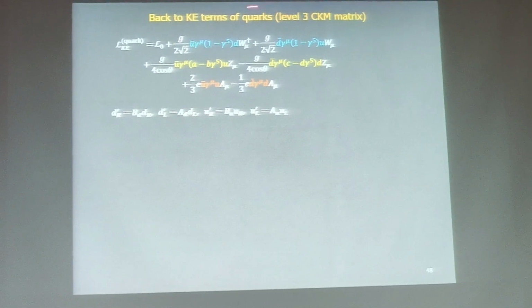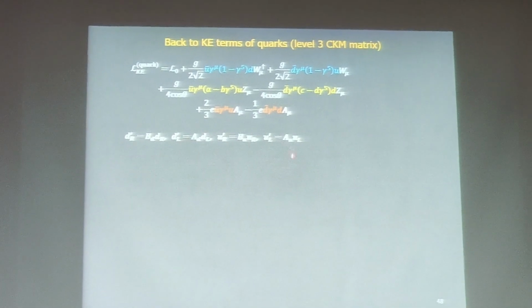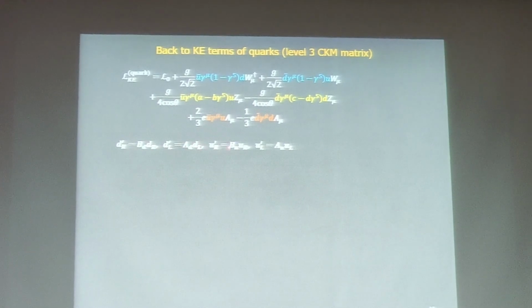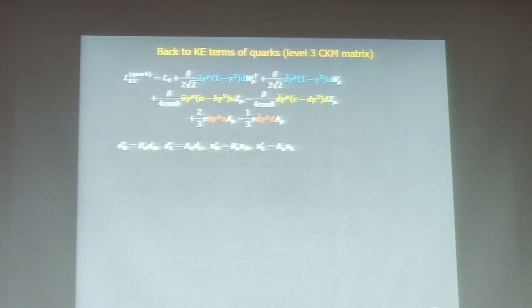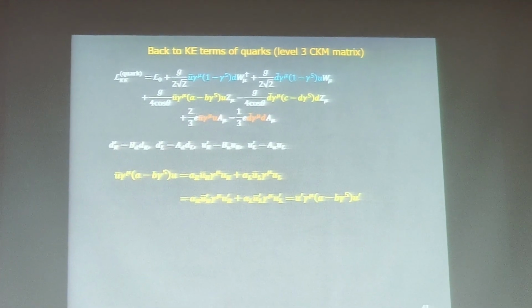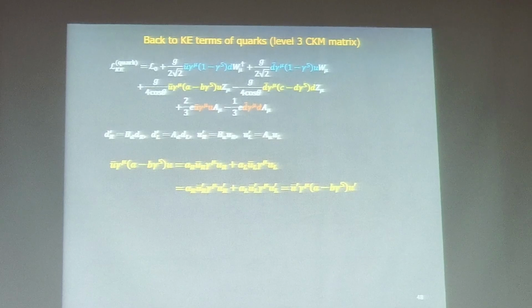We already have constructed this, but now we have to transform unprimed fields into the primed fields. And the unprimed fields and the primed fields are related by these four transformations. And each transformation is defined through a 3x3 matrix. So what would happen if I apply these transformations over here?